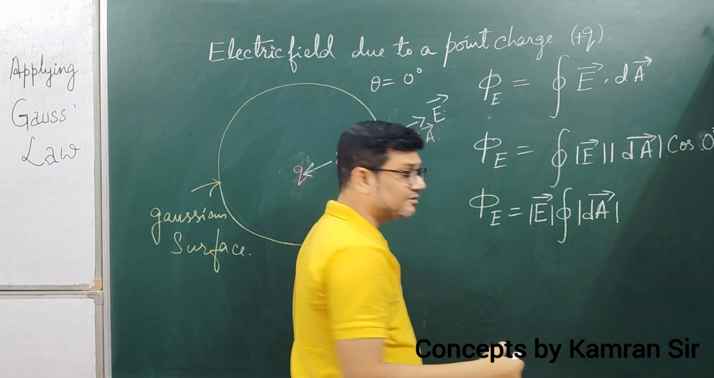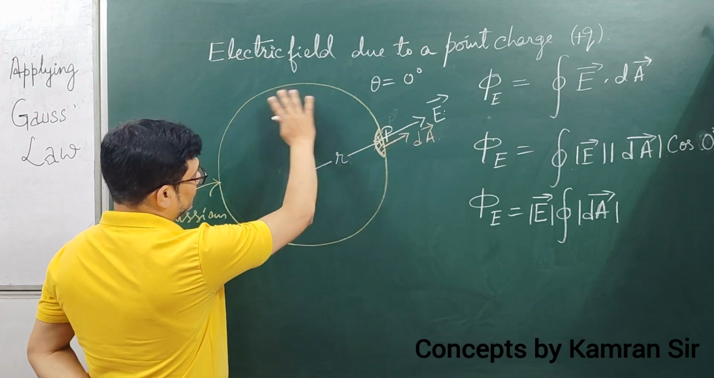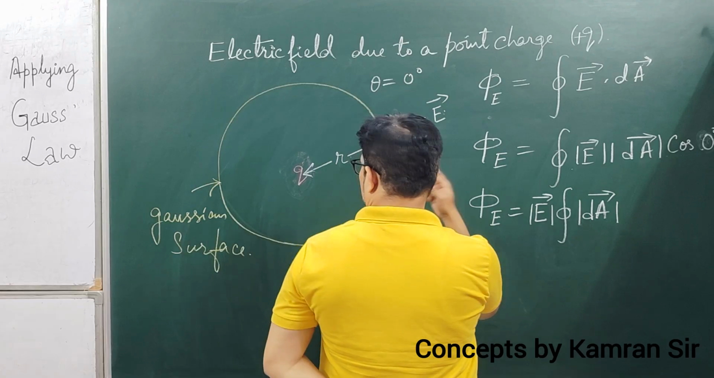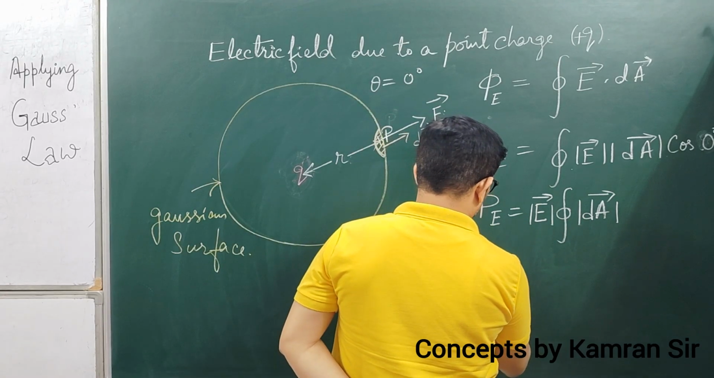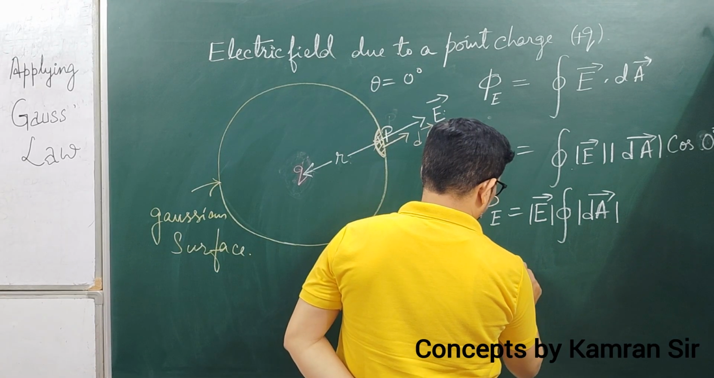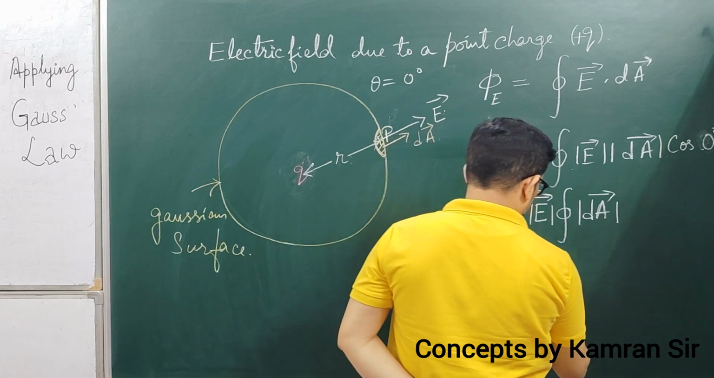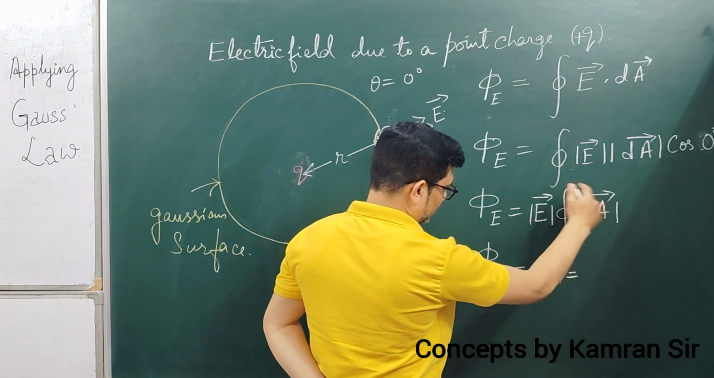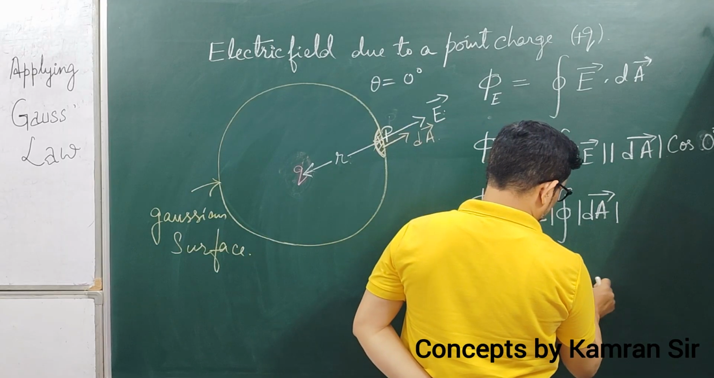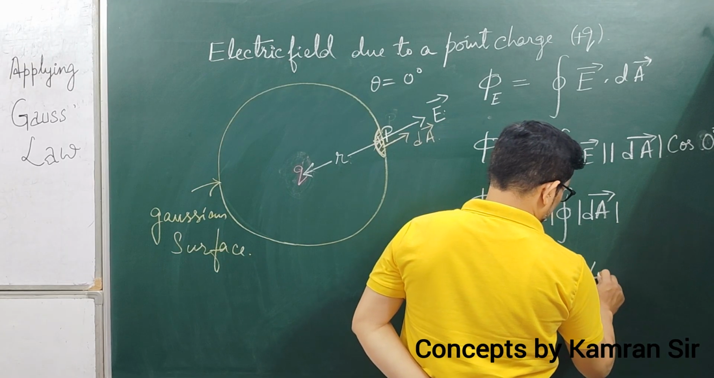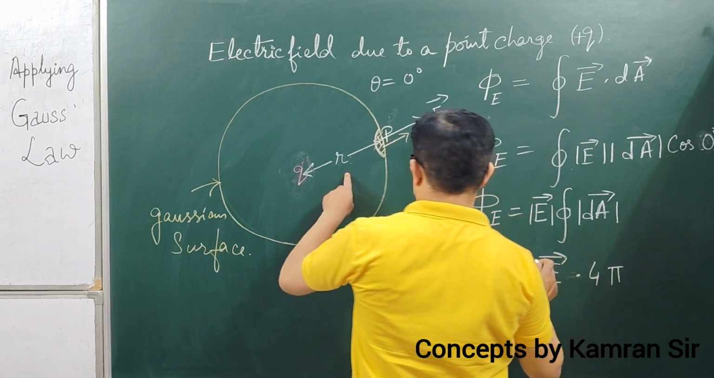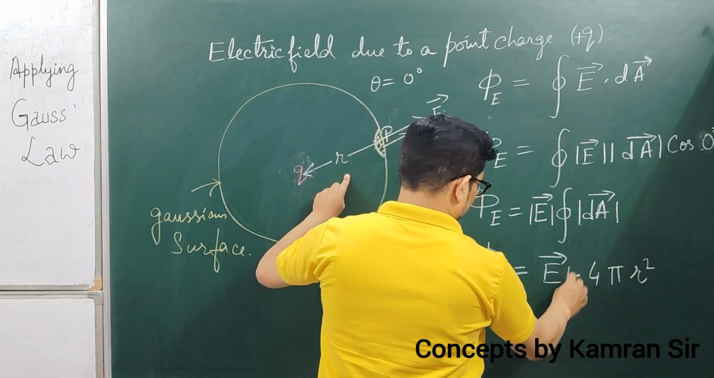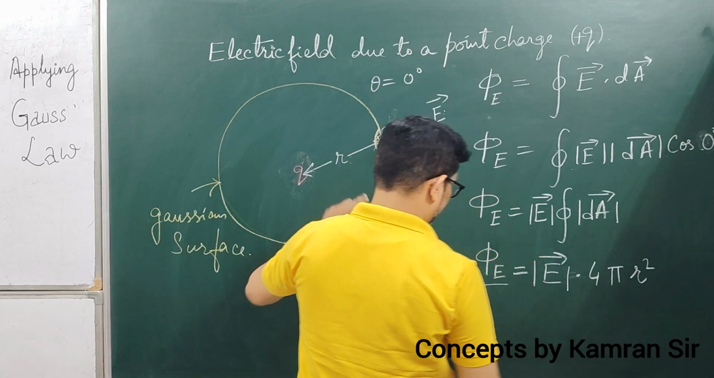Now if we integrate dA all around the surface, from geometry we know that the surface area of a sphere is 4 pi r squared, where r is the radius. This is what we get as the total net flux.